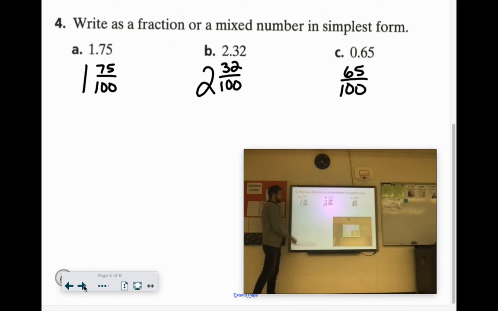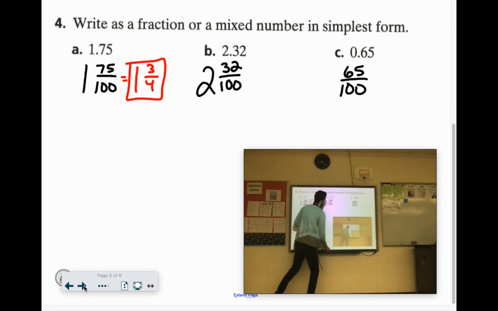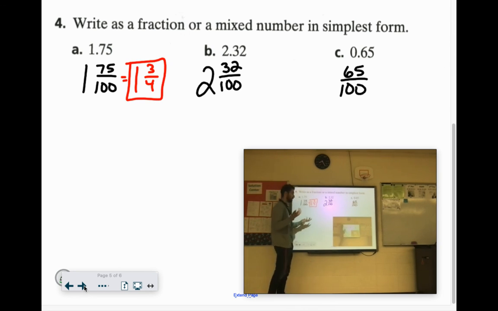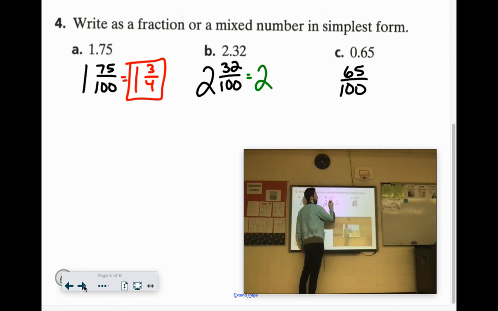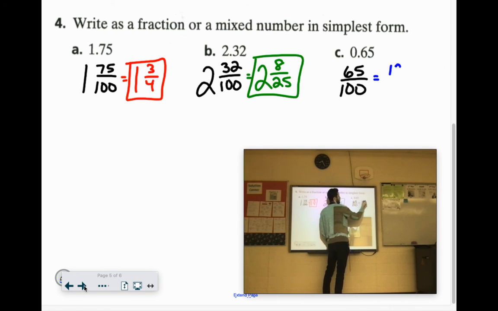All right, 75 and 100. Think of quarters. There's 3 quarters in 75 cents. There's 4 quarters in $1. 1 and 3/4. 32 and 100, they're both even, sure, so we can cut them in half. But I know that 4 goes into 32, so we can divide them both by 4. 32 divided by 4 is 8. 100 divided by 4 is 25. 65 and 100, I know they're both divisible by 5 at least. 5 goes into 65 13 times, and 100 20 times.